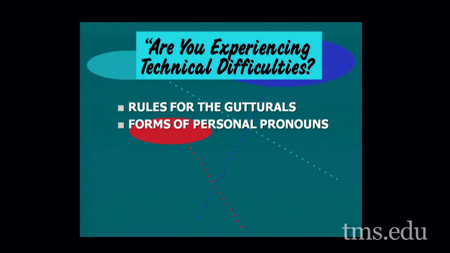The forms of personal pronouns. If you don't remember what your personal pronouns are, third person masculine singular is hu, third feminine singular is hi. Atah is second masculine singular. At is second feminine singular. Nachnu or Anachnu is first common plural. Anoki or Ani is first common singular.